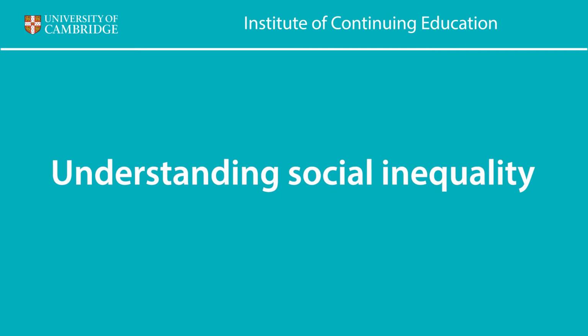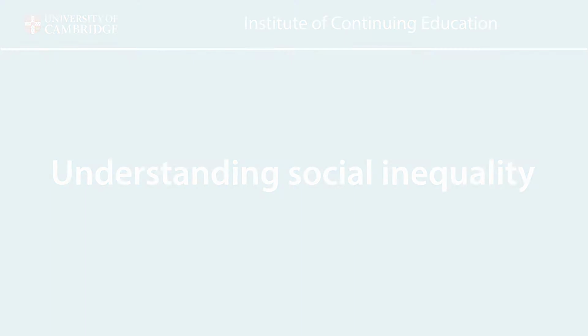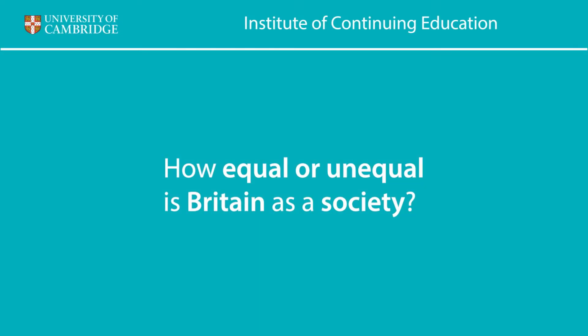What I'd like to do in this session is explore the meaning and forms of inequality in contemporary Britain. In particular, I'd like to talk about Weber's concept of life chances, the issue of social class, and the measurement of social mobility. I'd like to do this so we can reflect on how equal or unequal Britain is as a society, and how we might come to a conclusion with respect to that question.